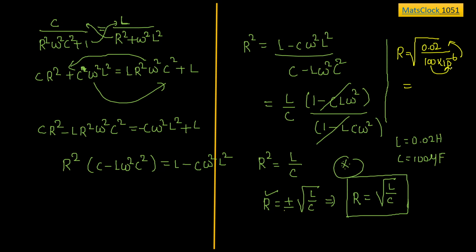See, 100 into 10 power minus 6, it will become what? 100 can be written as 10 power 2. 10 power 2 into 10 power minus 6 will give you 10 power minus 4. Bring the 10 power minus 4 to the numerator. What will happen then? In the numerator, what we already have is 0.02 into 10 power minus 4, which will become 10 power plus 4.